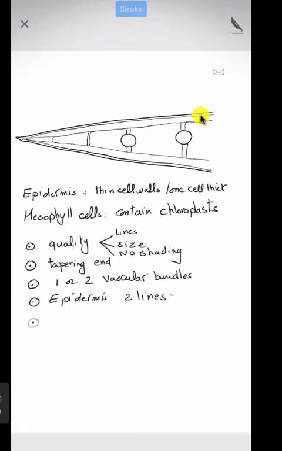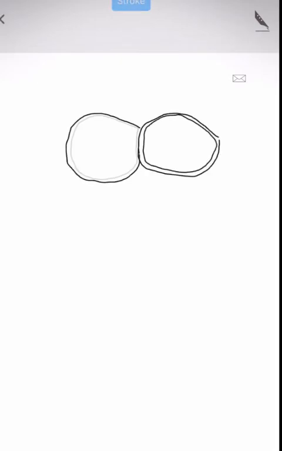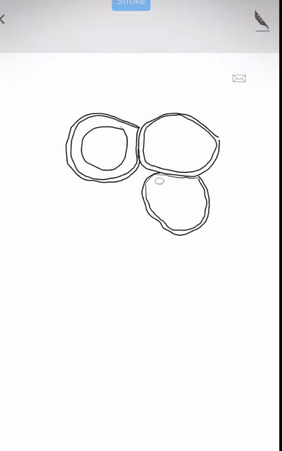Then he asked for annotations for visible features. Number 1, you can take the epidermis here. What are the features? They are one cell thick or thin wall cells. Another annotation for photosynthetic tissue, it contains chloroplasts. This is the answer for the second part of the question. He asks you to draw 2 epidermal cells and the cells underneath.